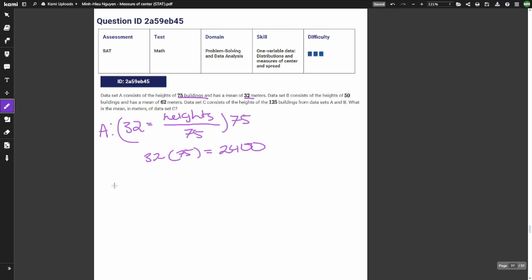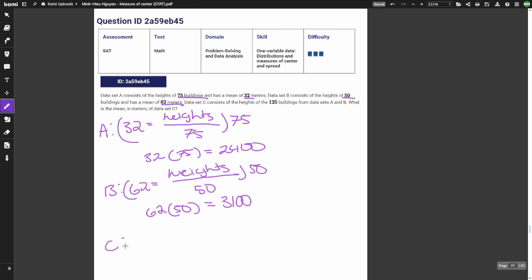And then for dataset B, we know that the mean, which is 62, is equal to the heights, which we don't know again, divided by the number of buildings, which is 50. And to find the height, we're just going to multiply the entire equation by the denominator, which is 50. So 62 times 50 is equal to 3,100.